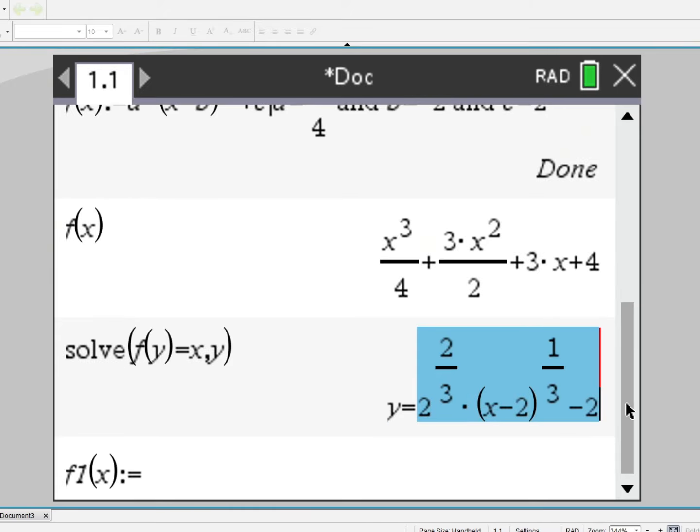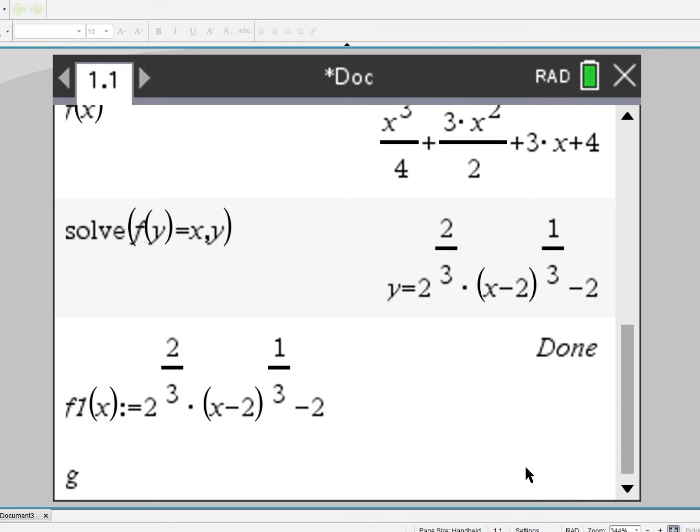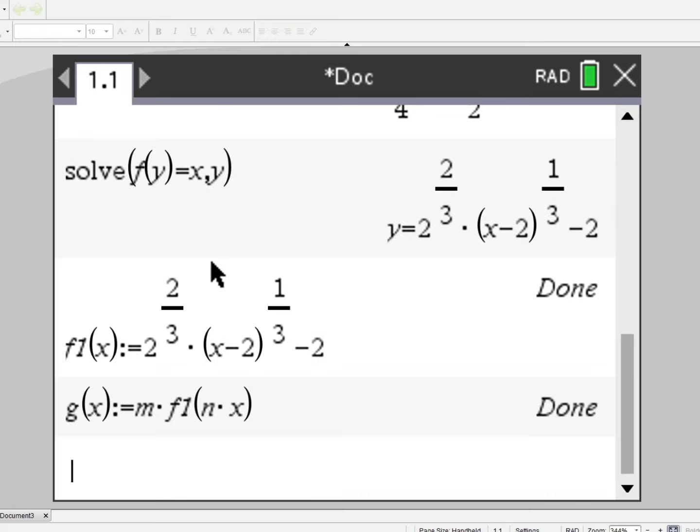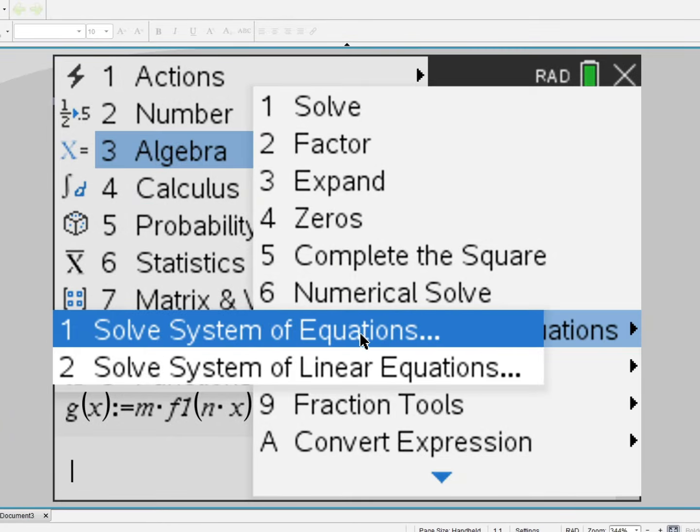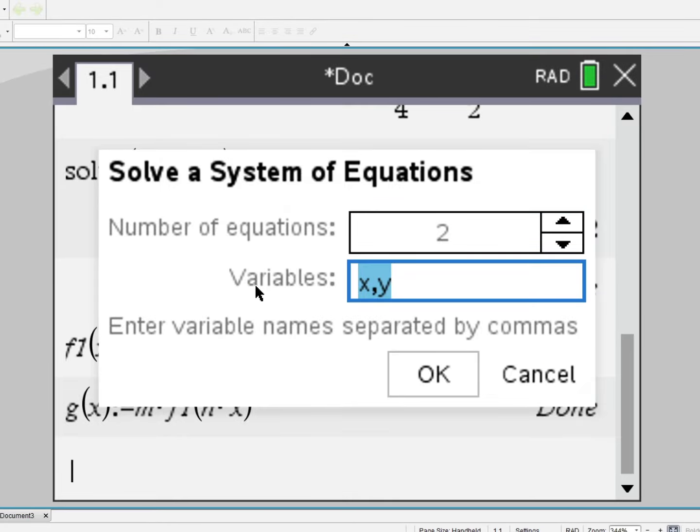Remember how g of x is what? So g of x is defined as m times f1 of x, which is your inverse, n times x. That's it. And now we sub in those 2 points. So go to menu, go to algebra, solve simple equations, and we have, of course, m and n. That's what we want to solve.